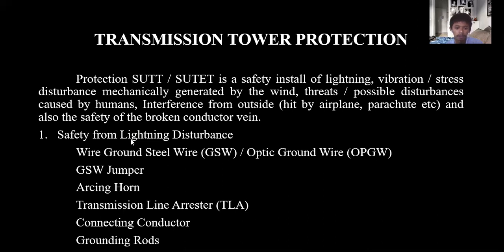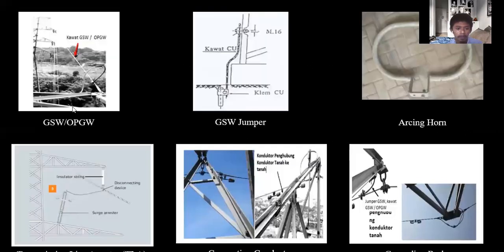Ground wire or GSW, or optical ground wire, GSW jumper, arcing horn, transmission line arrester, TLA, connecting conductor, grounding routes. First, the ground wire, GSW or OPGW, is a medium to protect the phase conductor from lightning strikes.